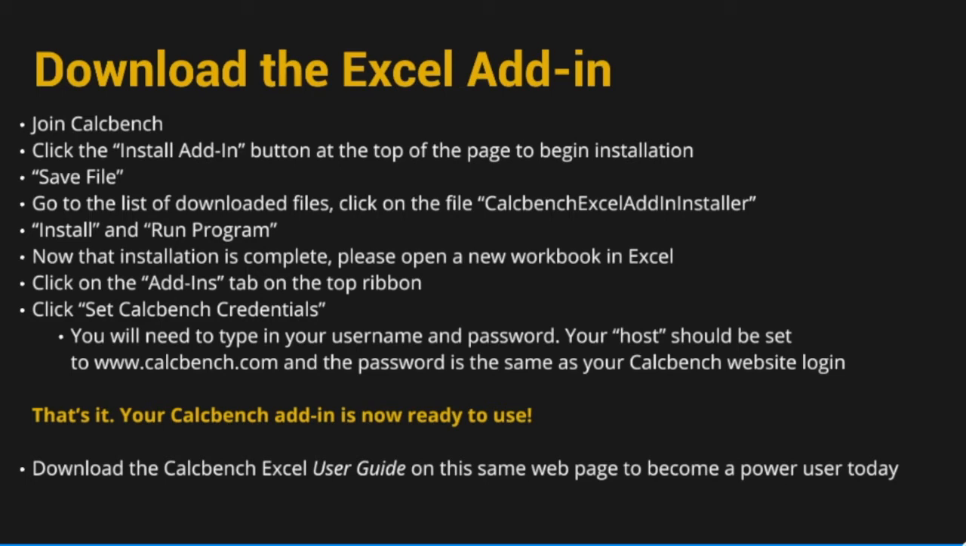Start by joining Calcbench. At the top of the calcbench.com/excel page, click the Install Windows add-in. Save the file and go to your downloads to install and run the Calcbench Excel add-in installer. Once installed, go to Excel and set the Calcbench credentials using your Calcbench username and password.